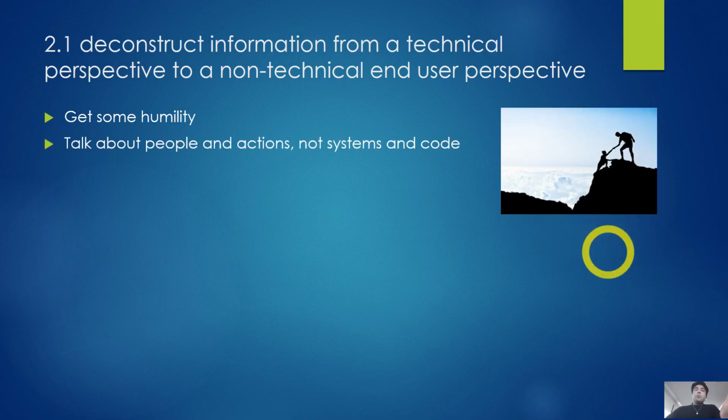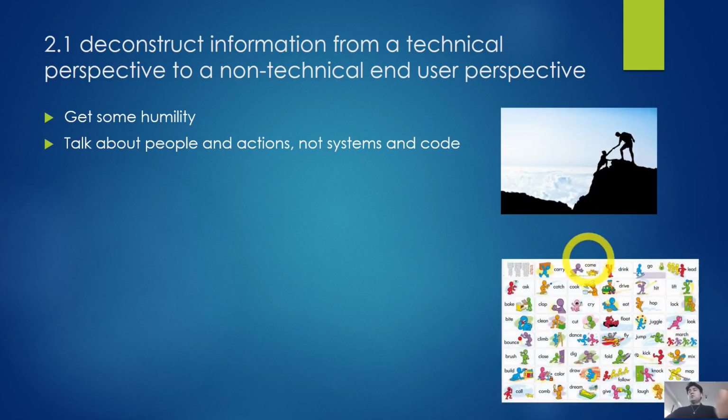The second is tell about people and actions, not system and code. Sometimes it's better to have images or words that the user will understand. For example, don't tell the user the system will crash the first model. He won't understand. Try to put something like, if you kick the ball, you can get a score. So always try to use images so that the user can understand what you are talking about.